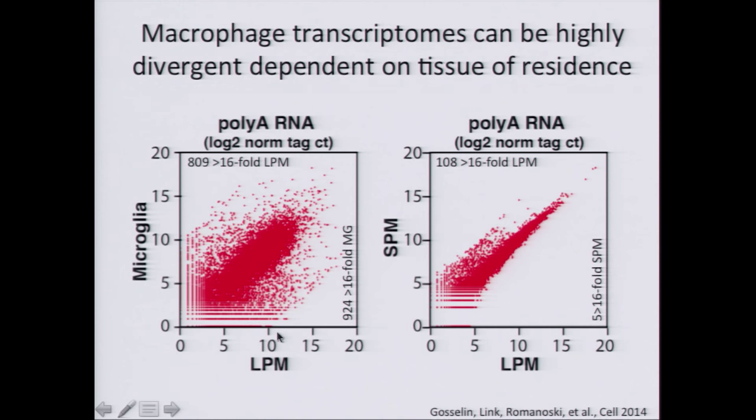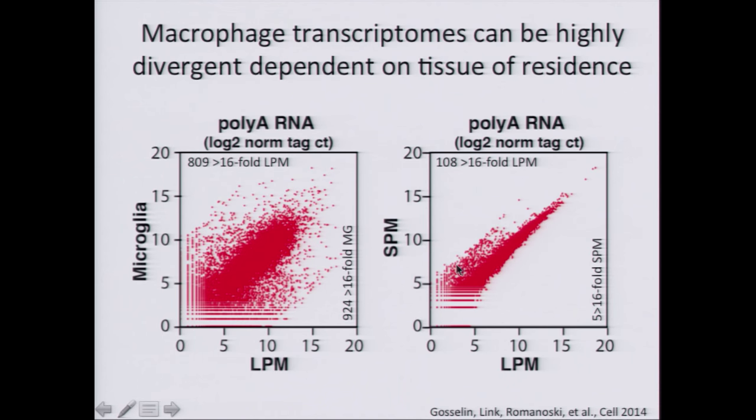And quite remarkably, maybe not so remarkably, I don't know, I was surprised by this, the transcriptomes of the macrophages that live in the peritoneal cavity and the macrophages that live in the brain are quite different. So there are nearly 1,000 genes in each direction that are more than 16-fold differentially expressed in these two populations of macrophages, whereas the macrophages that live together, the small and the large peritoneal macrophages that are in the peritoneal cavity, their gene expression patterns are much more similar. The small peritoneal macrophages overexpress about 200 genes.